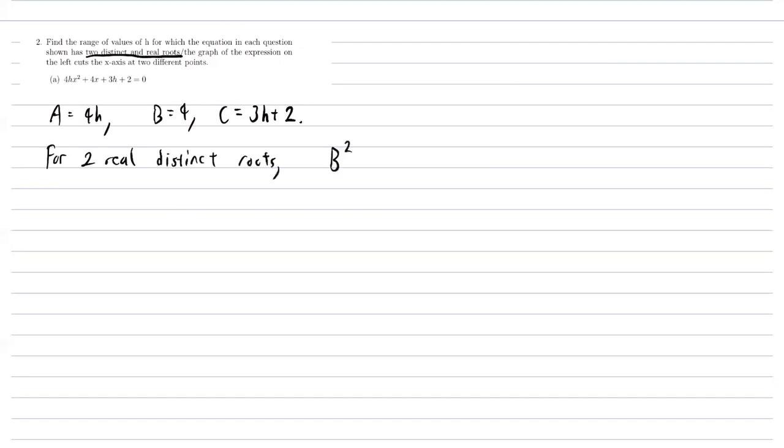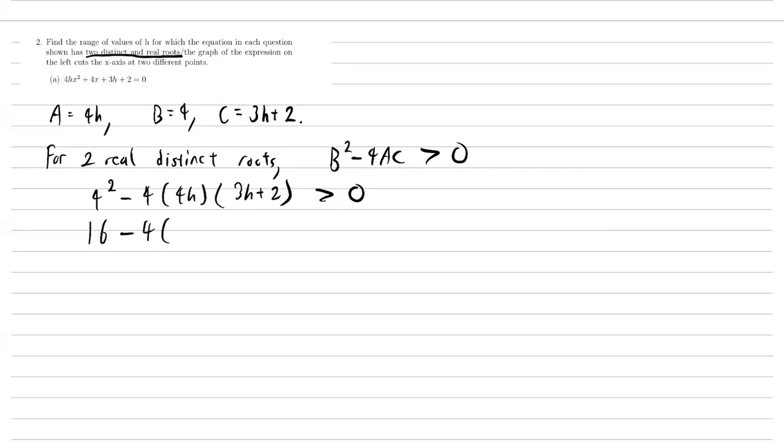B squared minus 4AC must be strictly more than 0. So what do we get? B squared minus 4AC more than 0. 16 minus 4 times 4H. Okay, that's just 16H, bracket 3H plus 2. I'll multiply in later.